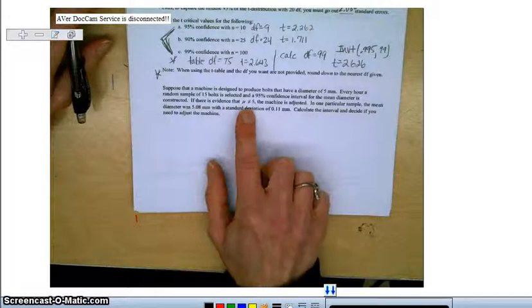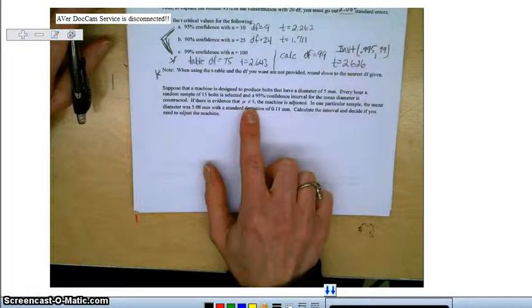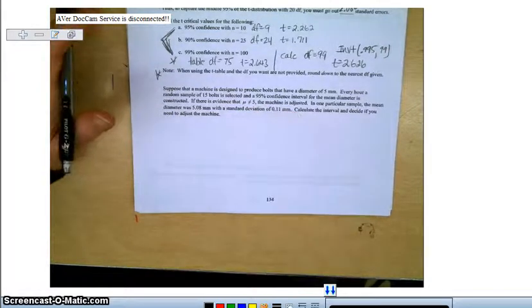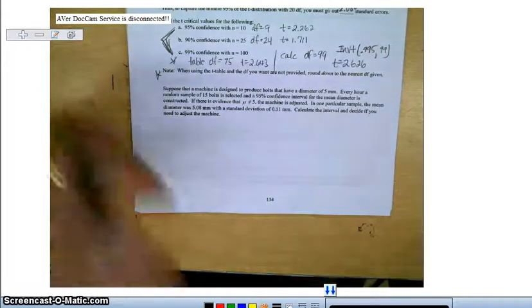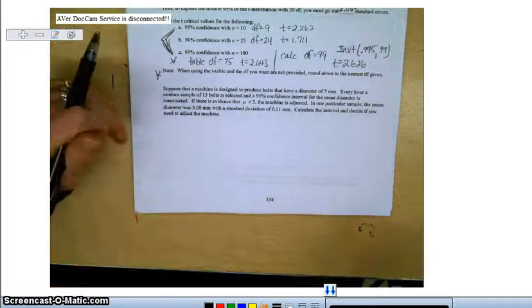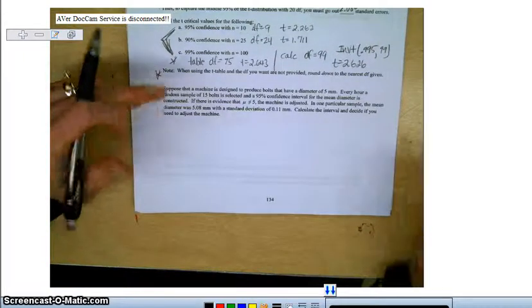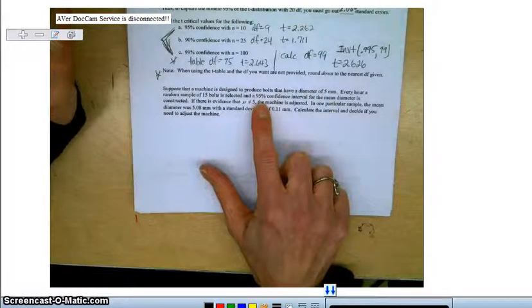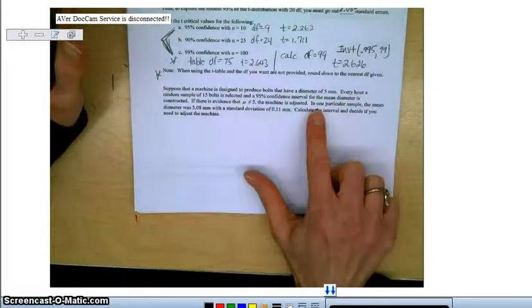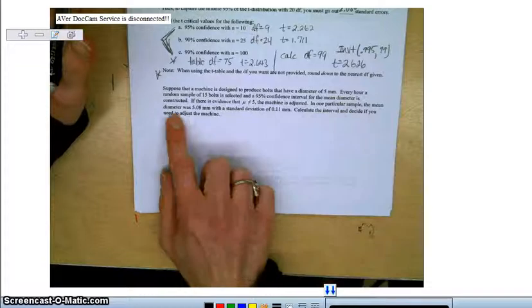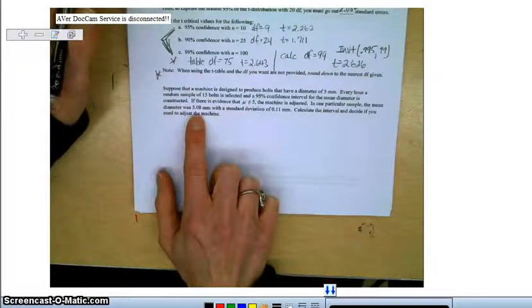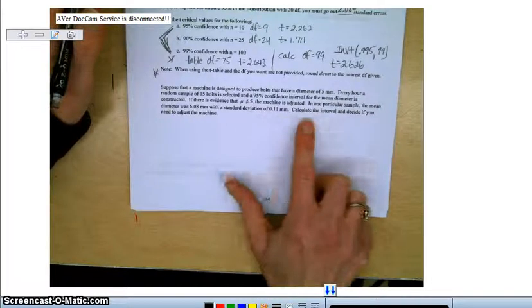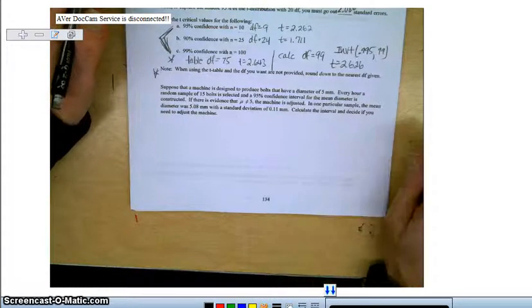If there's evidence that mu is not equal to 5, in other words, that mean diameter is not 5, the machine is adjusted. It means they shut the machine down, stop everything, adjust the machine, because your bolts have to be 5 millimeters, and they only allow a certain amount of error. Okay, 95% confidence interval. In one particular sample, the mean diameter was 5.08 millimeters with a standard deviation of 0.11 millimeters. Calculate the interval and decide if you need to adjust the machine.